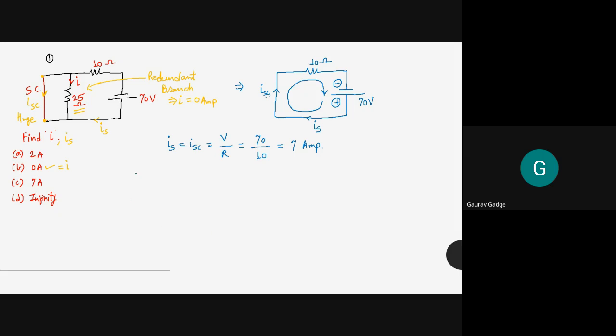Okay, now I will take one more numerical here. Those who want to write this down, please write the solution. Okay, now another numerical.